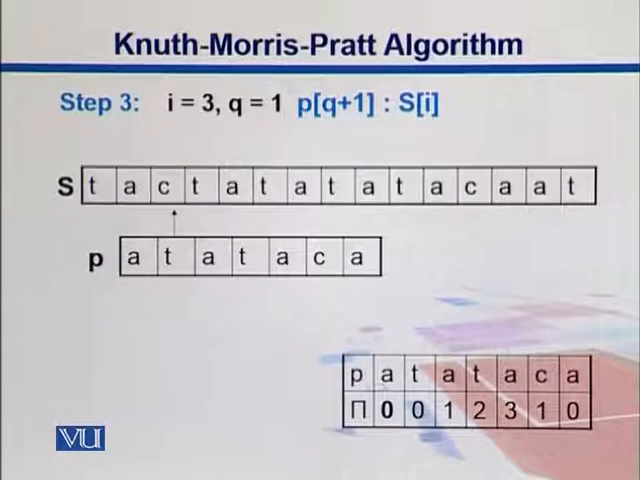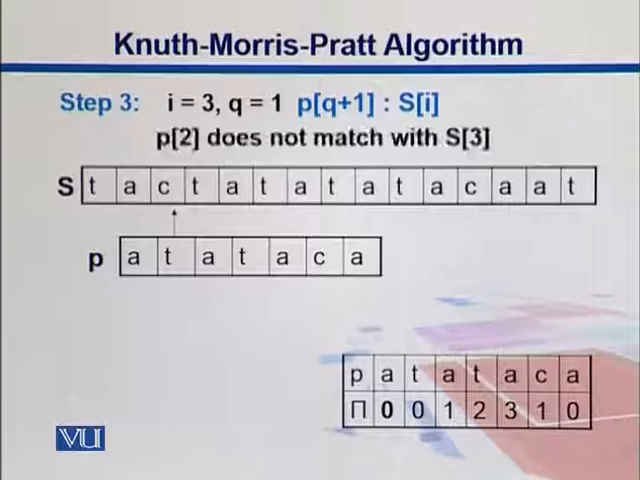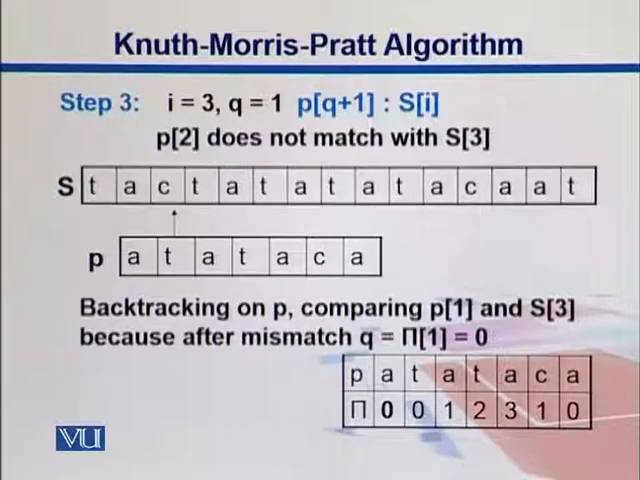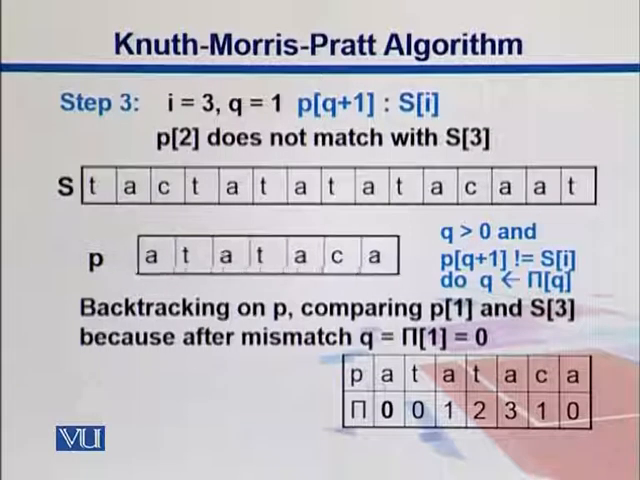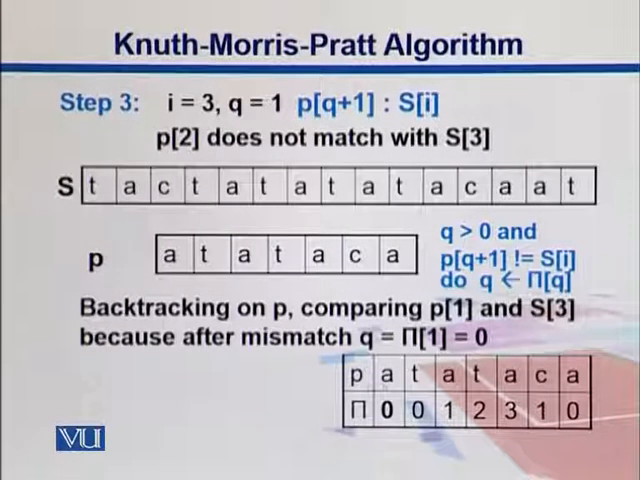Okay, so we compare the second character. Now in this step, our p of 2 will be compared with s of 3. Do they match? They don't. So what to do then? We will do backtracking. Our q will be replaced by pi of 1, which at that time will be 0, so it will not be shifted any further. So simply p1 will be compared with s of 3, since i gets incremented to 3. So p1 will be compared with s of 3, right? So we will move onwards.